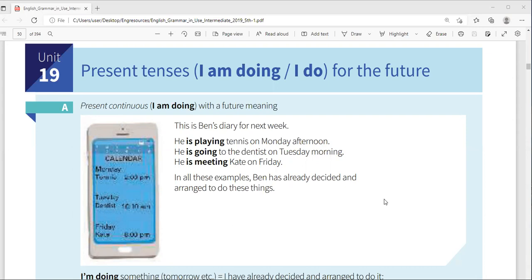What I mean to say is that unit 19 is telling us how we can use present continuous to talk about things for the future, and how we can use the present simple to talk about things for the future. So when do we use these present tenses for the future? That is what we are doing now.